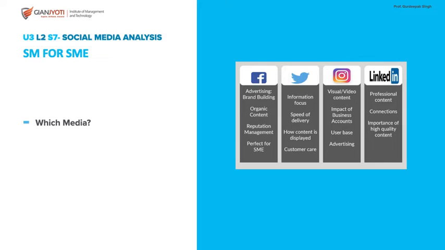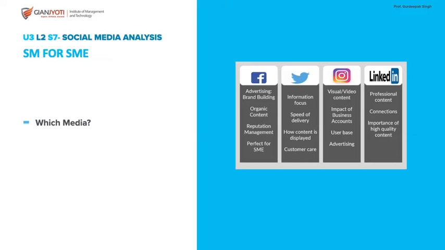Now if we talk about the social media for small and medium enterprises, which media is the best? We can generalize. If I talk of Facebook, it is mostly for brand building, for organic content, for building your reputation, and it is perfect for small and medium enterprises. If we talk of Twitter, it is information focused. The speed of delivery is very fast, and in very little time you can reach many people. It is important how the content is displayed. That is very, very important in your Twitter.